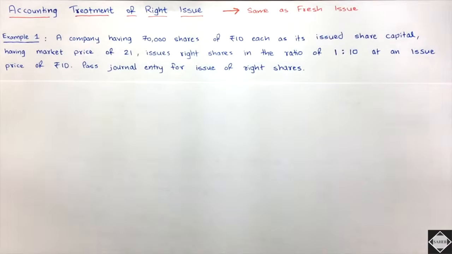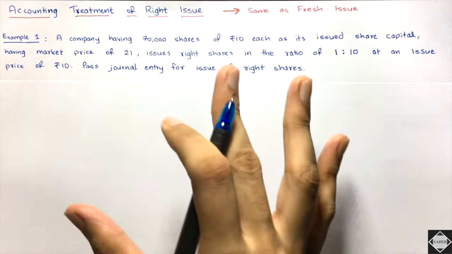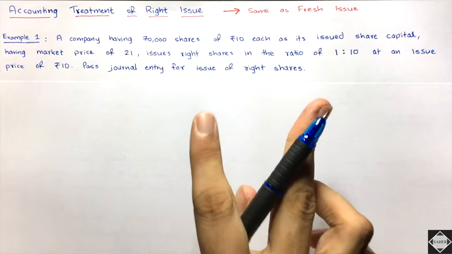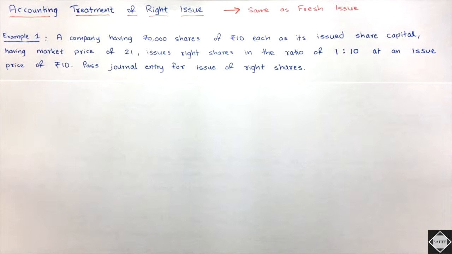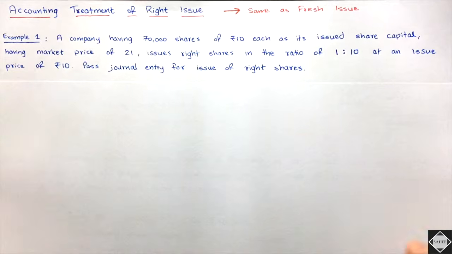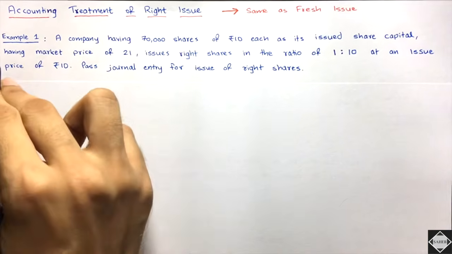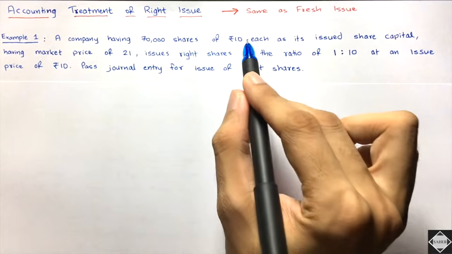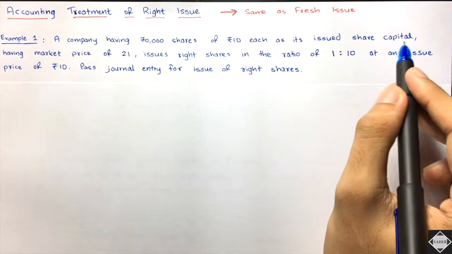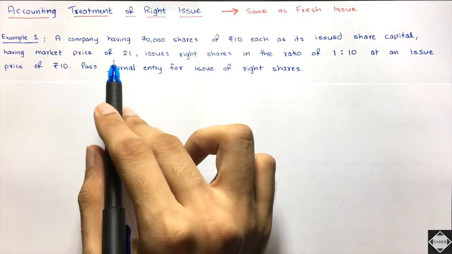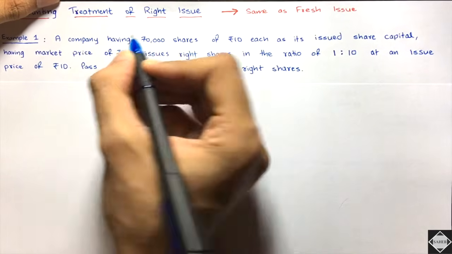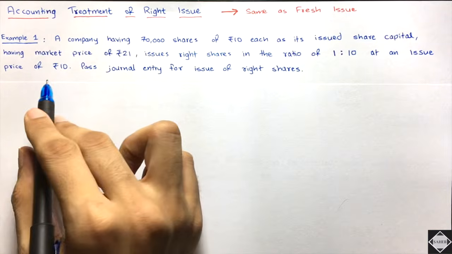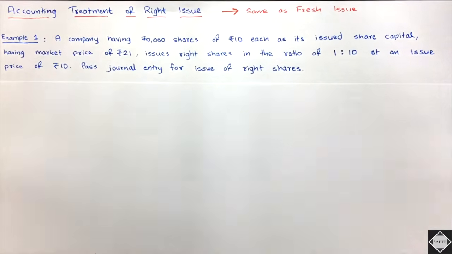Now here we have the accounting treatment of right issue. It's really simple, same as fresh issue of equity shares. Two situations can be there, so let's take two examples of both situations. Example 1: a company having 70,000 shares of rupees 10 each as its issued share capital, having a market price of rupees 21, issues right shares in the ratio of 1:10 at an issue price of rupees 10. Pass journal entry for issue of right shares.